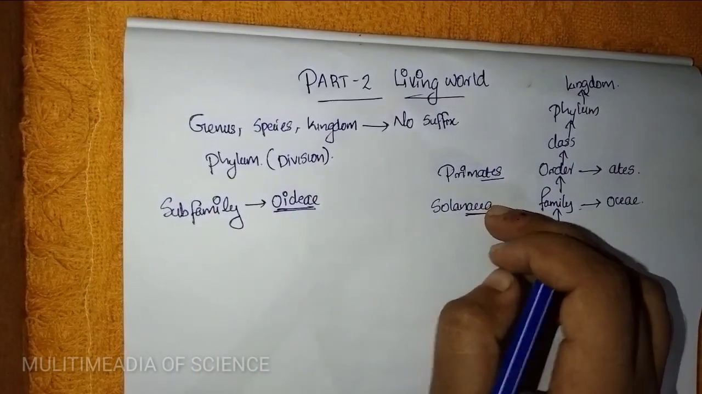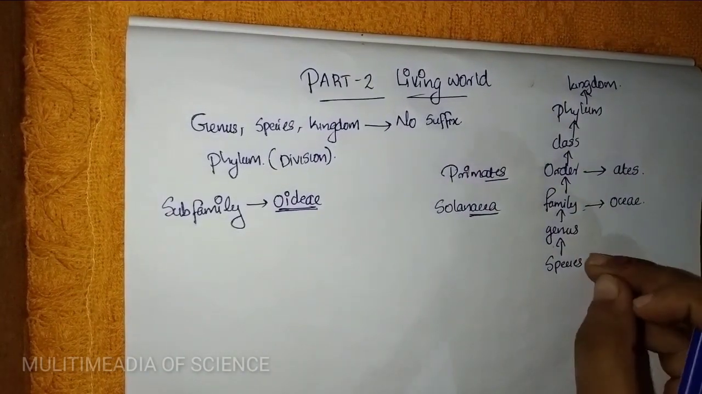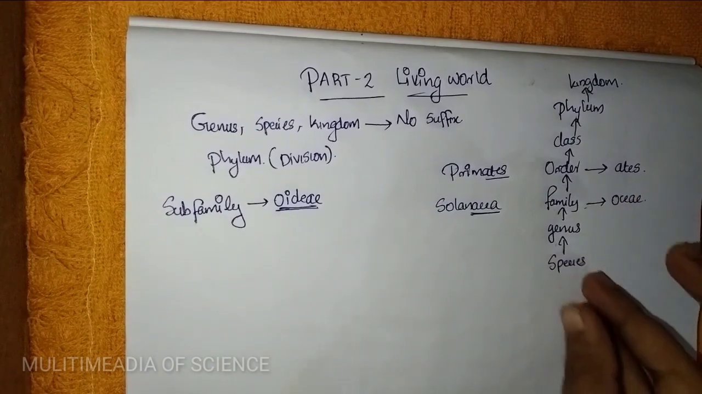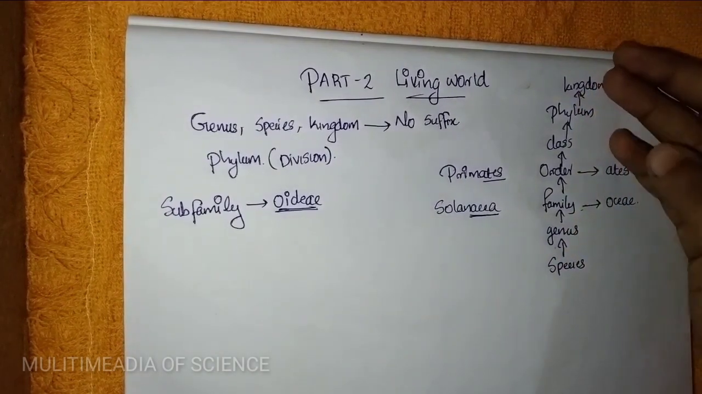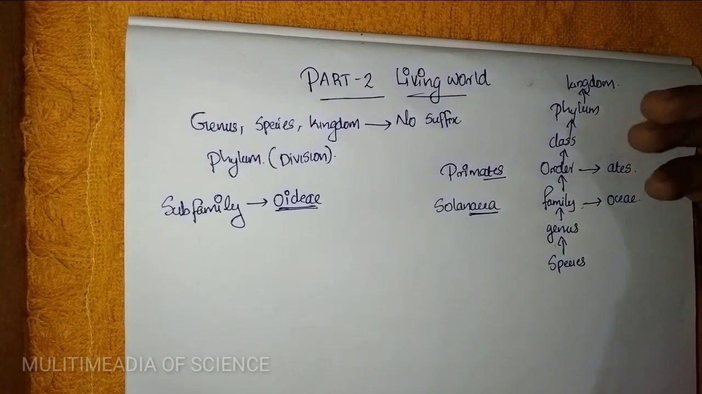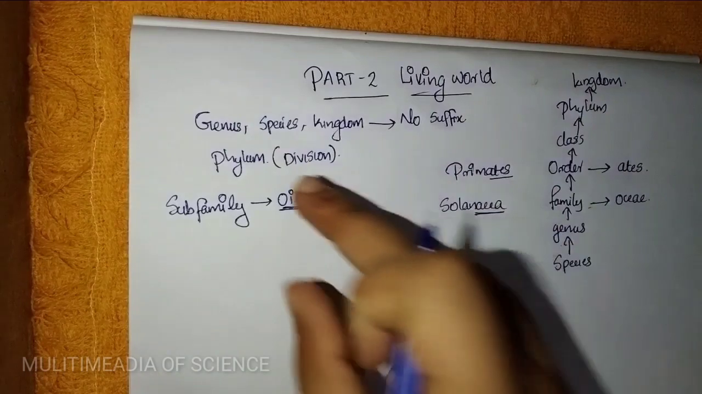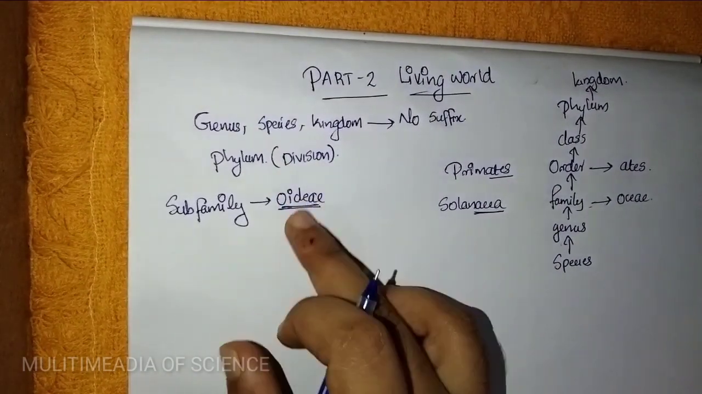Then next, we already talked about the common characters. While moving from the lower category to the higher category, the common characters go on decreasing and the contrasting complexity will be increased. So it is already discussed in the previous video.